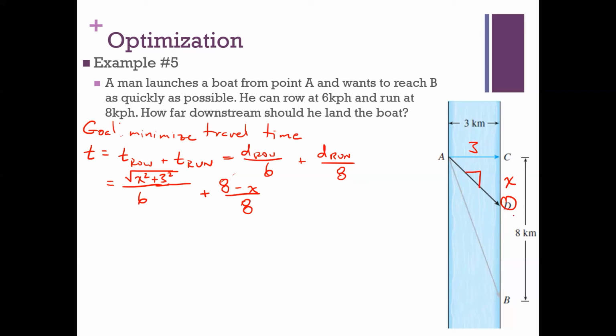the whole distance is 8 kilometers, right? So since I called X that top distance, the bottom distance is just what's left. So this right here is my function of time, right? I really want to minimize this. So how do I minimize it?